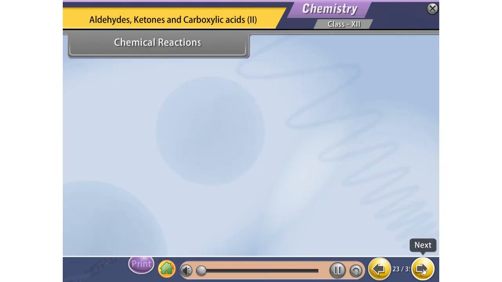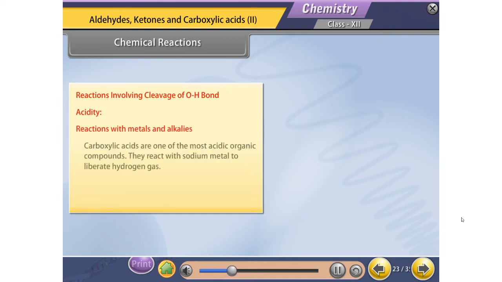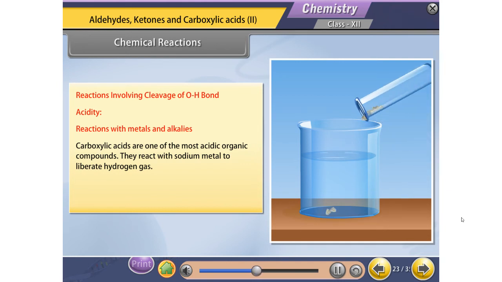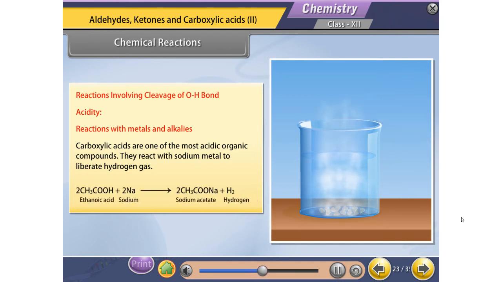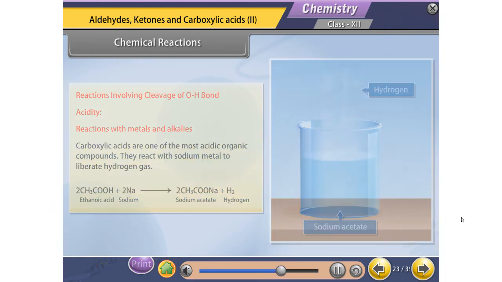Assessment. Chemical reactions. Reactions involving cleavage of OH bond. Acidity. Reactions with metals and alkalis. Carboxylic acids are one of the most acidic organic compounds. They react with sodium metal to liberate hydrogen gas. Sodium metal reacts with ethanoic acid and gives sodium acetate and liberates hydrogen gas.